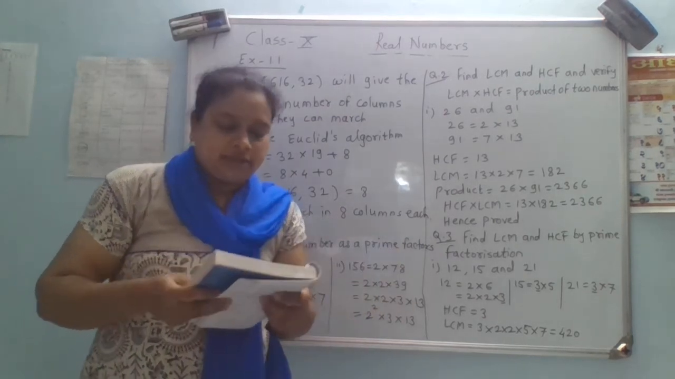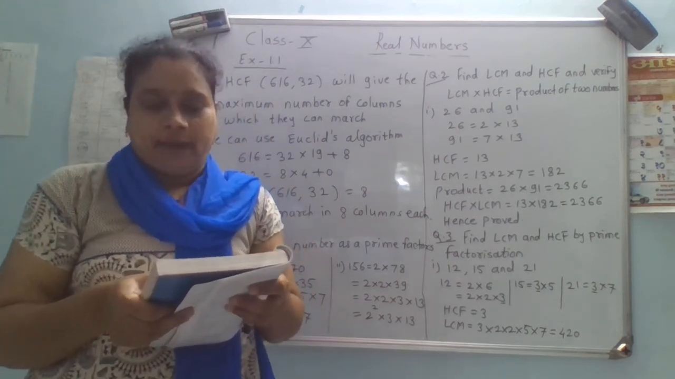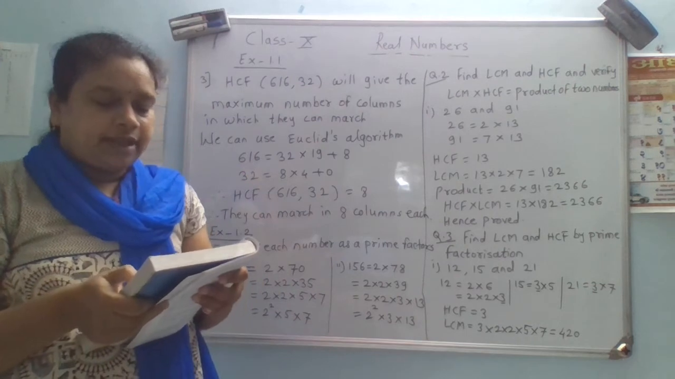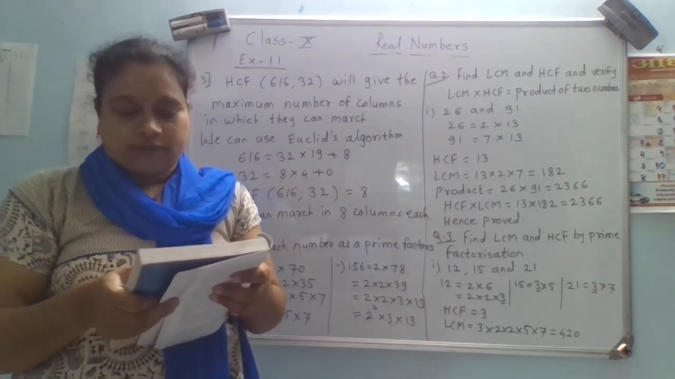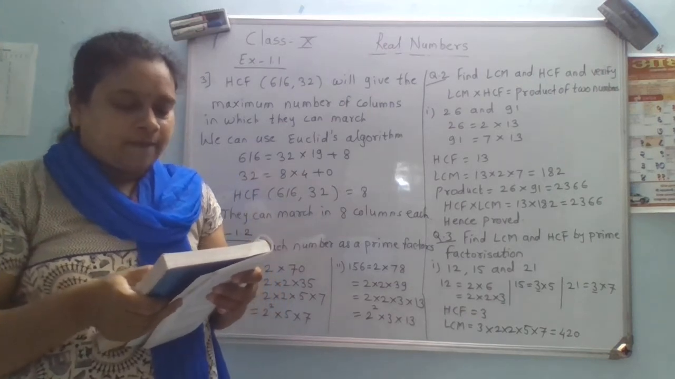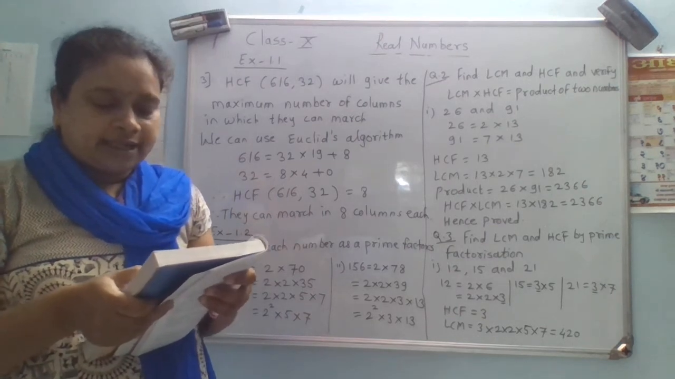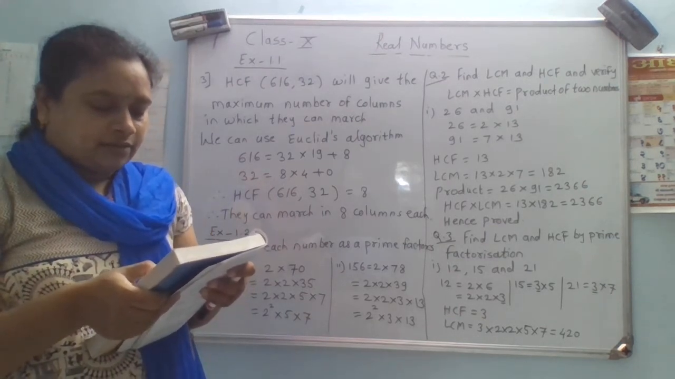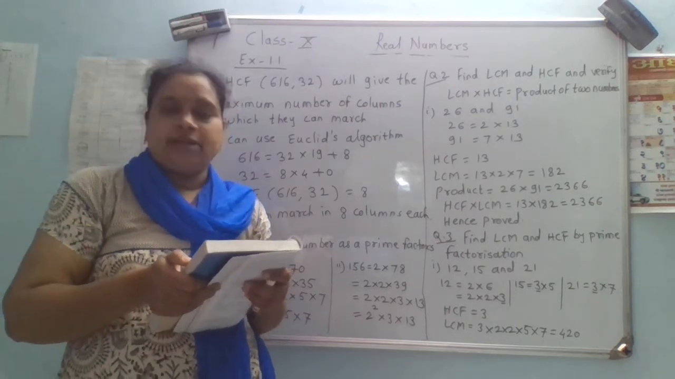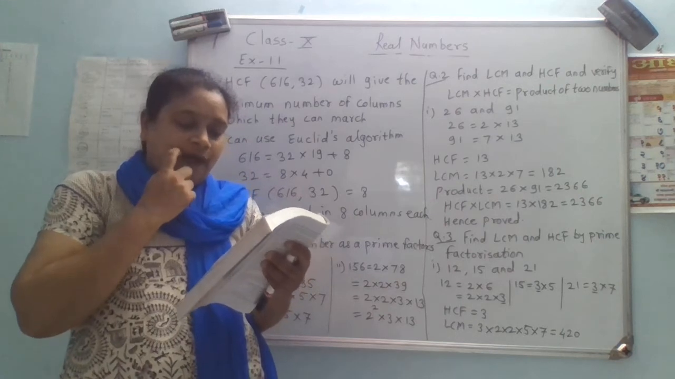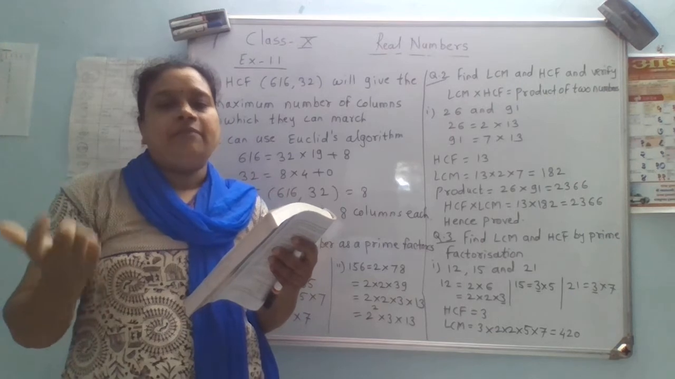An army contingent of 616 members is to march behind an army band of 32 members in a parade. The two groups are to march in the same number of columns. What is the maximum number of columns in which they can march? Then we have to find the maximum number of columns in which they can march.